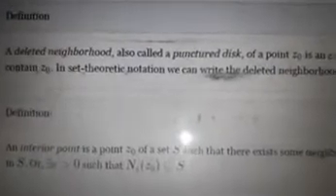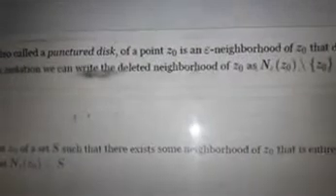Definition: a deleted neighborhood, also called a punctured disk, of a point z0 is an epsilon neighborhood of z0 that does not contain z0. In set theoretic notation, we can write the deleted neighborhood of z0 as N_epsilon(z0) minus the set containing z0, in curly brackets.